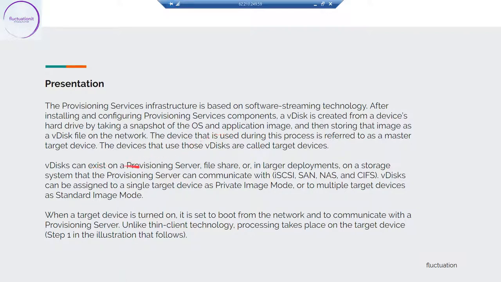A vDisk can exist on a PVS server, a file share, or in large deployments on a storage system that PVS can communicate with, for example iSCSI, SAN, NAS, or CIFS. A vDisk can be assigned to a single target device as private mode, or of course to multiple target devices as standard image mode. When a target device is turned on, it is set to boot from the network and to communicate with a PVS server. Unlike thin client technology, processing takes place on the target device. You will see the illustration about PVS in the next lecture.